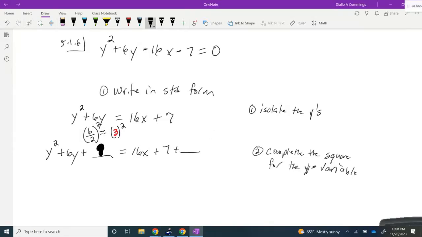And then 3 squared is what? Oh, 9. That's way too big. All right, and then 3 squared is 9, right? So we added something when we completed the square. We added a 9, right? So since we added a 9 to the left-hand side, we have to add 9 to the right-hand side.